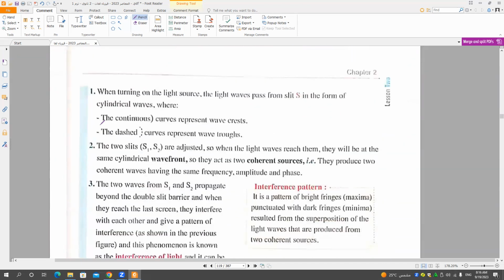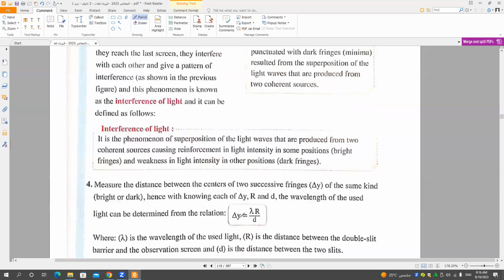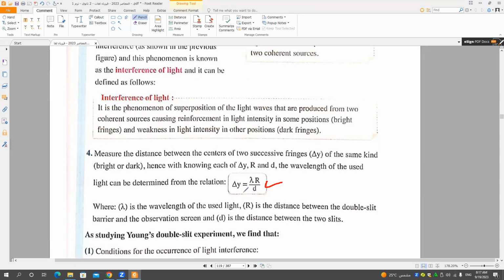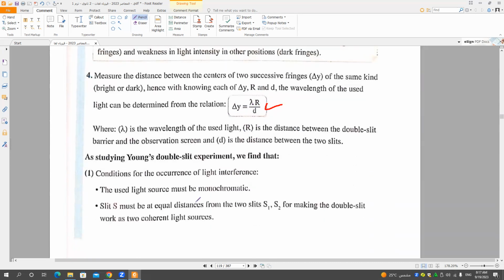So the distance between two successive fringes of dark or bright equals lambda R over D. Lambda is the wavelength of the used light, which is different for red light or orange light. R is the distance between the observable screen and the double slit barrier. And D is the distance between the two slits. All of these must be in meters.